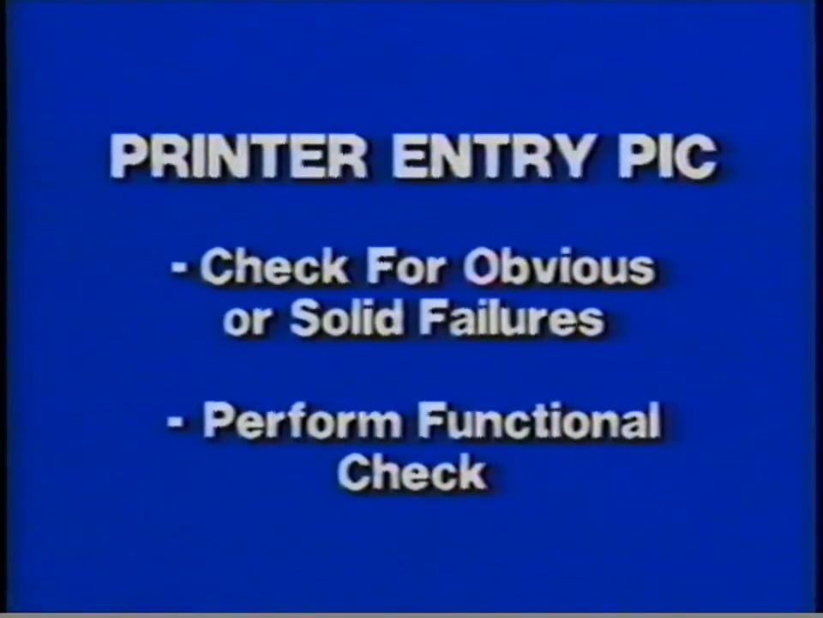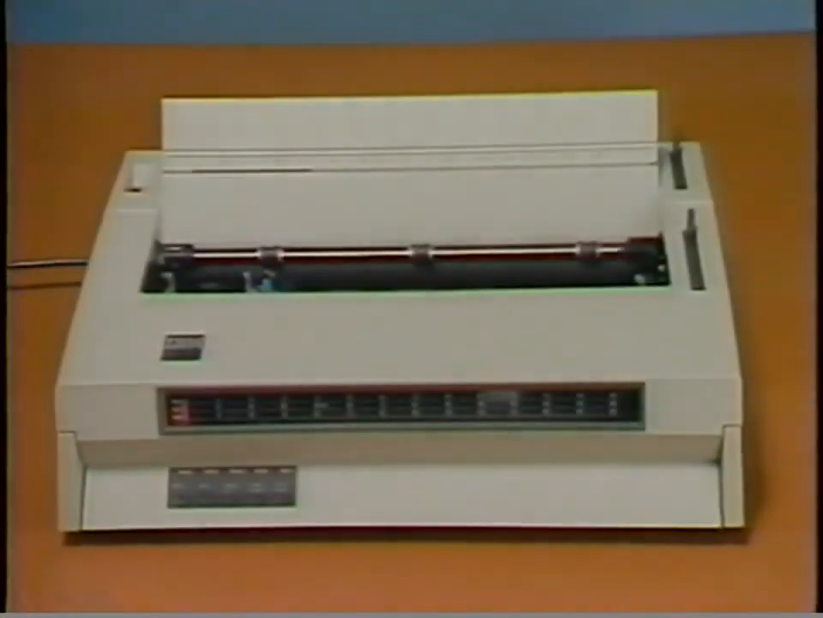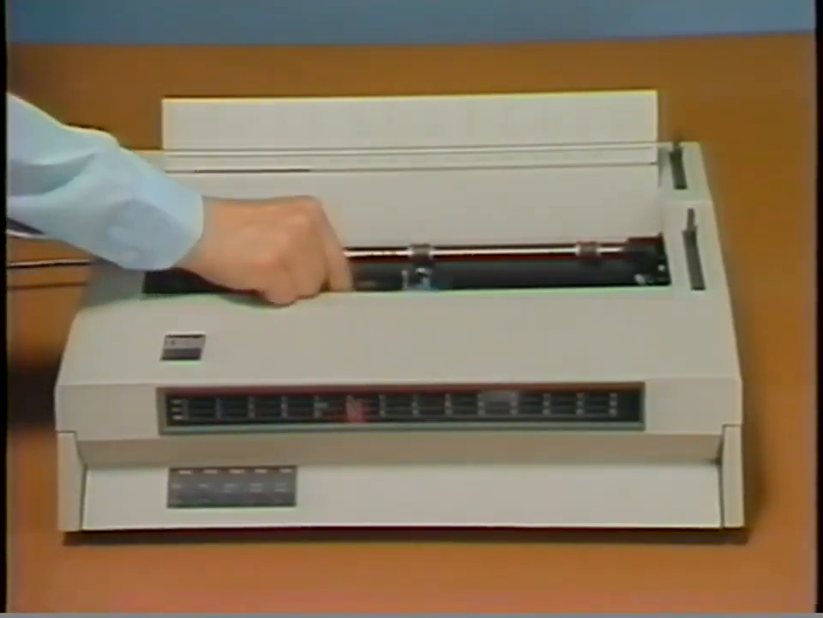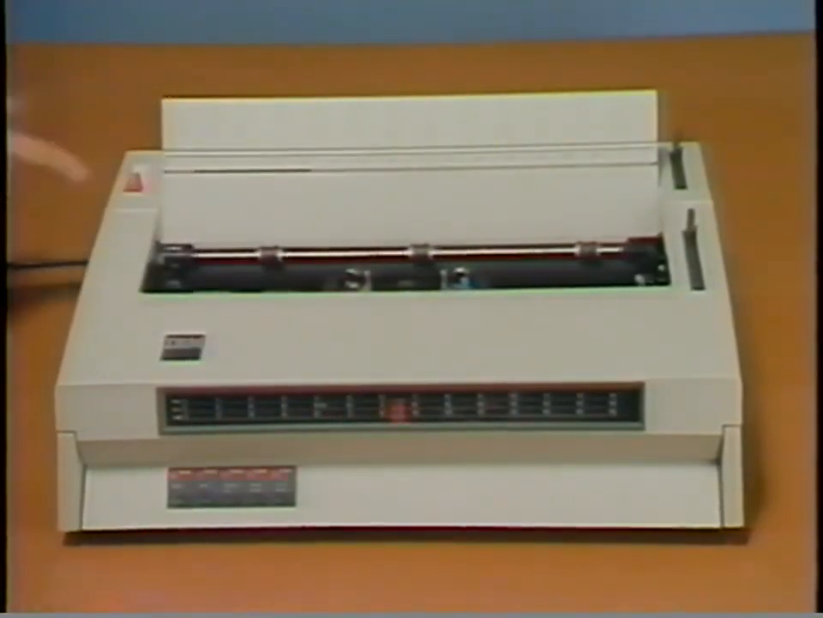First, check for the obvious failures, such as loose or broken parts. If there is no obvious failure, then perform a functional check. Start the functional check with POST. Make sure the power switch is off, manually center the carrier, then turn the power switch on. The machine should successfully complete POR.